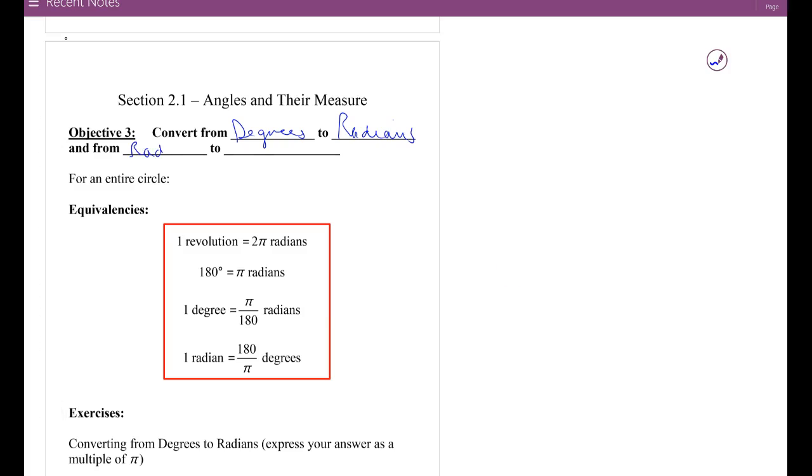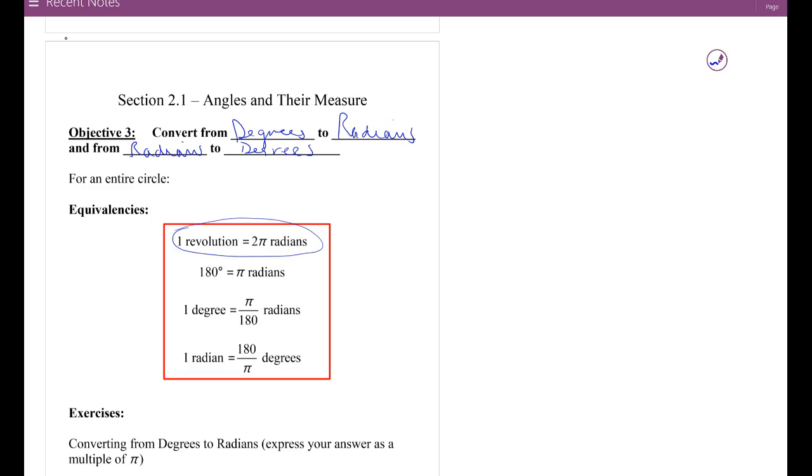Objective 3 is where we're going to convert from degrees to radians, and from radians to degrees. So we need to be able to go back and forth between those two forms smoothly. But I'll tell you that it's a lot like learning a foreign language, where if you're used to thinking in degrees, at first you might have to think in degrees and then translate to radians and then translate back to degrees. But eventually it'd be awesome if you start thinking in radians, because always in calculus, radians are used so that there's no conversion factor necessary. So we have some things that are equivalent when we're talking about the full circle.